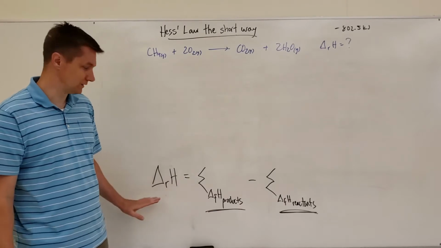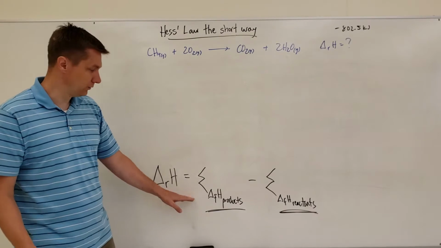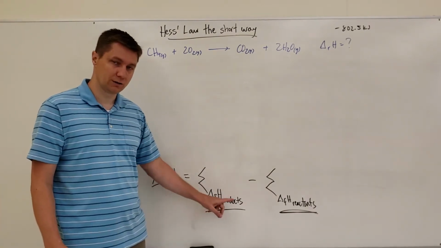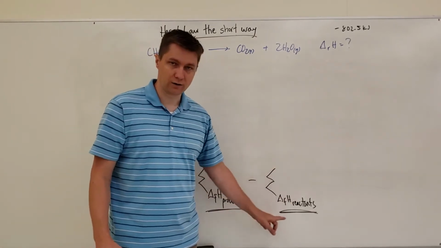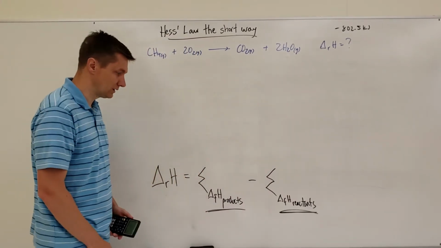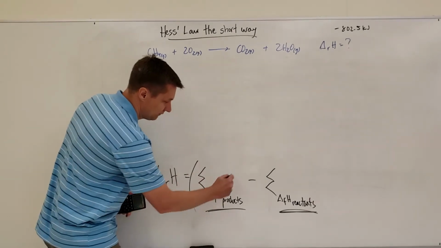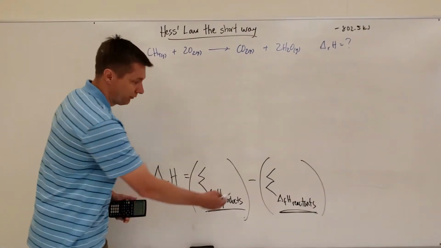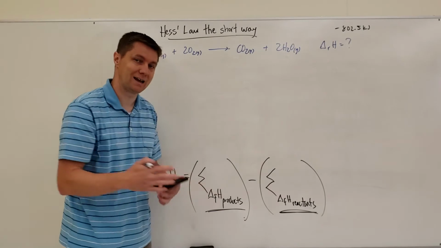All this says is that the heat of reaction is equal to the sum of all of the heats of formation of the products minus the sum of all the heats of formation of the reactants. A couple of things to point out. First, make sure you do the sum of these first, and then the sum of these second, before you do the subtraction. You need to do the subtraction last.